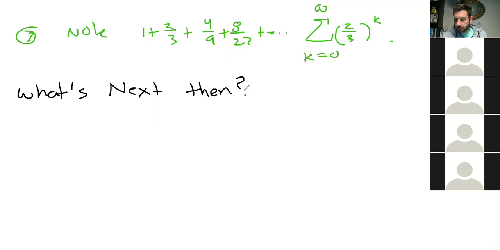So wait, if k is 0 and you're just adding 1, and then you go to, say, k is 3, so you would just start at like 1 over 1 minus 2 over 3 to the third. No, that's not how it's going to work.